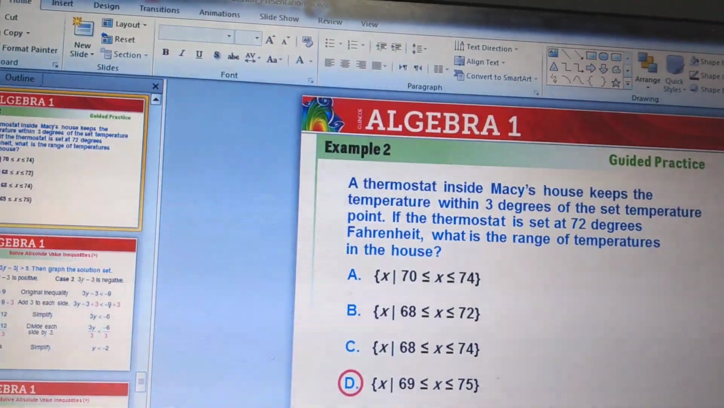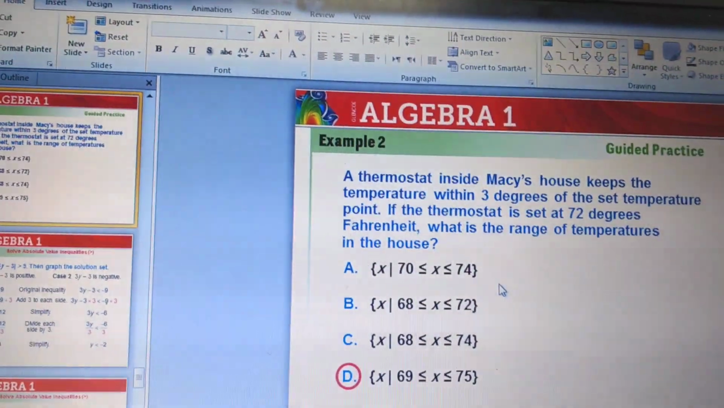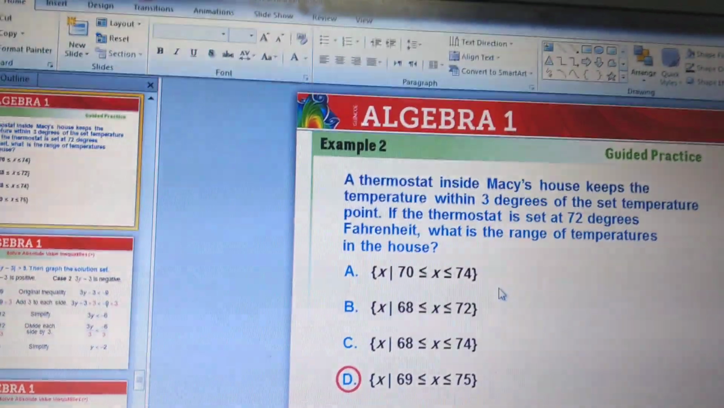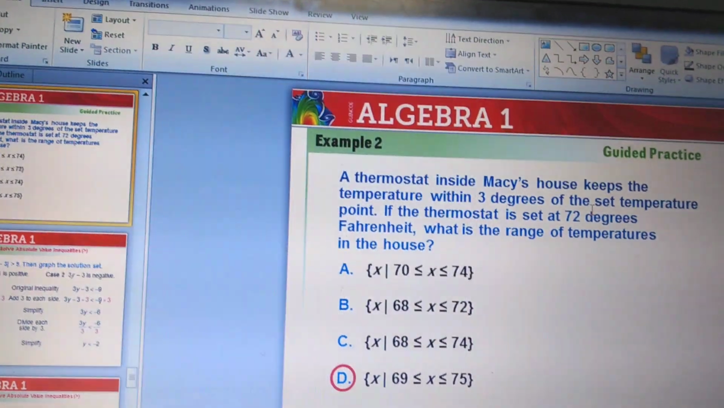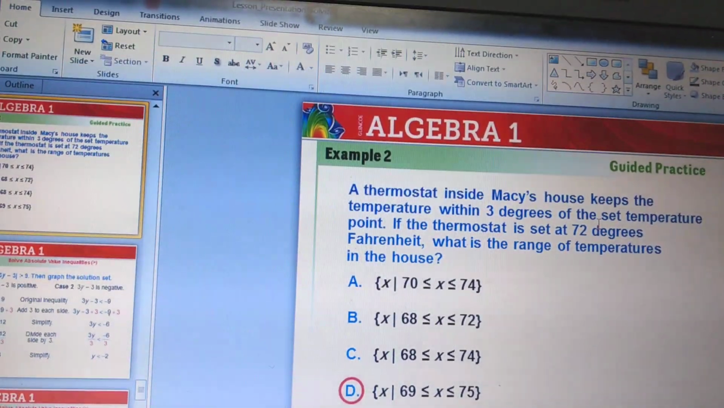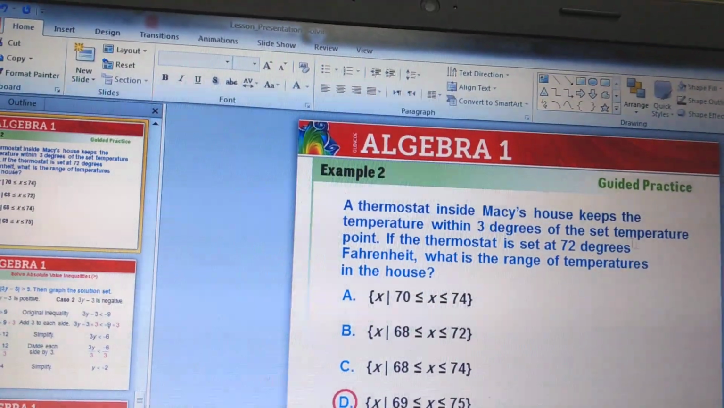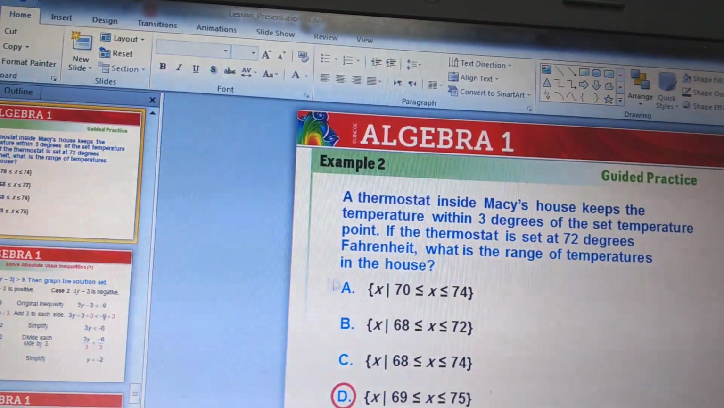Here we have problem solving the same. Thermostat inside Mickey's house keeps the temperature within 3 degrees. This is the amount of change of the set temperature point. If the thermostat is set at 72 degrees Fahrenheit, of course, this is the average. What is the range of temperatures in the house?